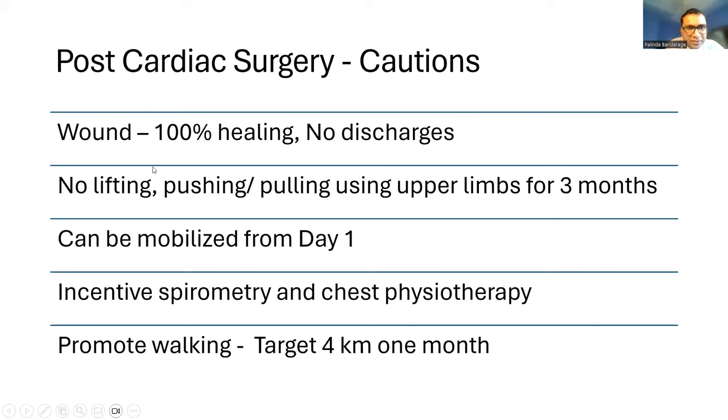So again, the wound should heal 100%. There shouldn't be any discharge or any signs of inflammation. Another thing is these post sternotomy patients should not lift, push or pull any significant force for up to about 3 months, because any force coming along the upper limbs and shoulder will be transmitted to the sternum. So we advise them not to lift, push or pull in the first 3 months. And after that, they can do anything they want, golf, swimming, anything is okay.